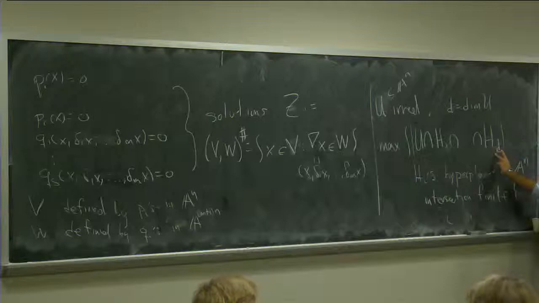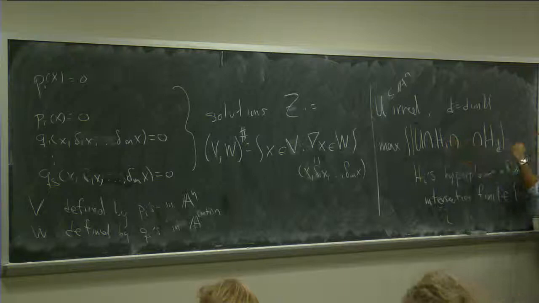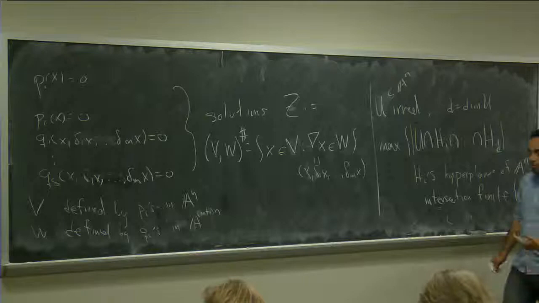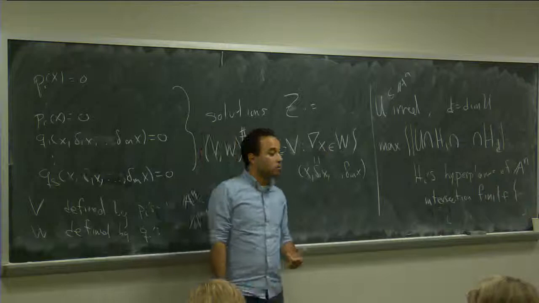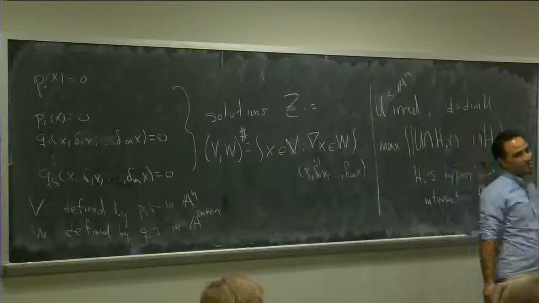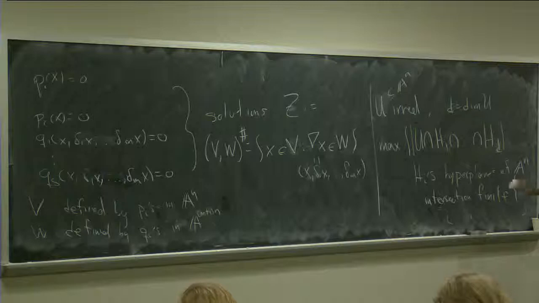This number is varying over all hyperplanes such that the intersection is a finite number. So in particular, if the algebraic variety U is finite, there's no reason to know that that thing is bounded. One has to prove it, but it's true. It's bounded. D is the dimension. I was going to say that if this is finite, then the degree, I didn't write it.